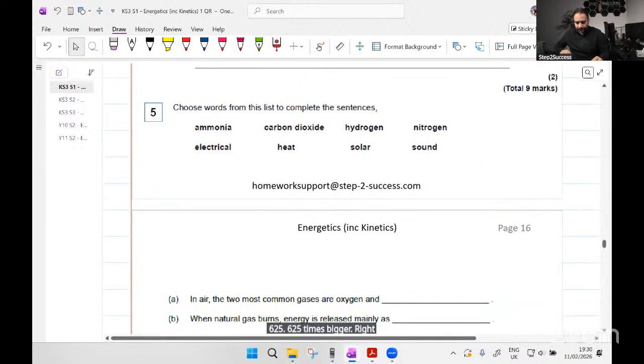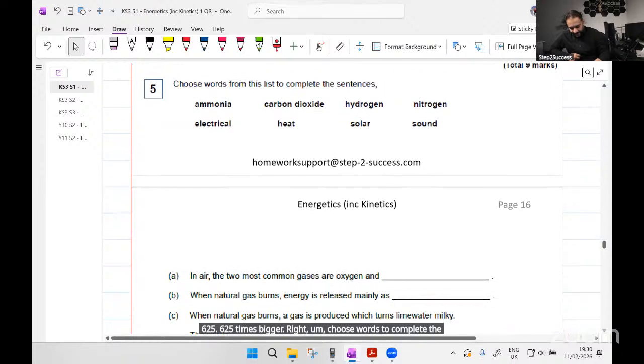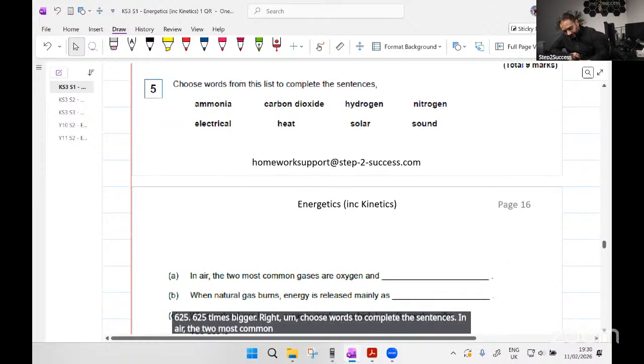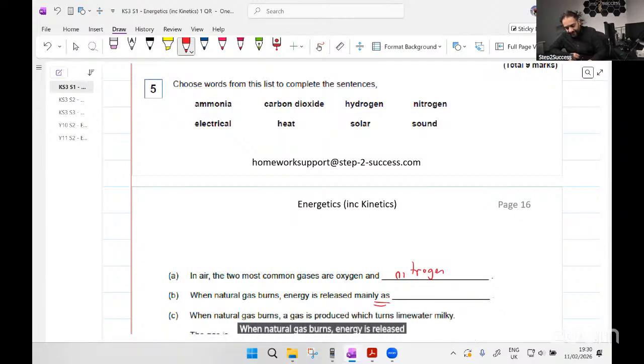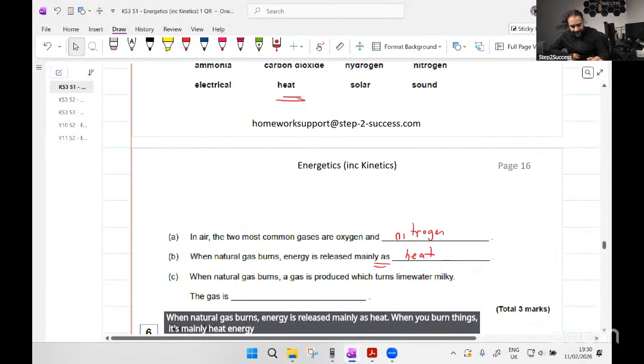Right. Choose words to complete the sentences. In air, the two most common gases are, surprisingly, oxygen and nitrogen. When natural gas burns, energy is released mainly as heat. When you burn things, it's mainly heat energy. When natural gas burns, a gas is produced which turns lime water milky. Some of you may know this, some of you may not, but it is.